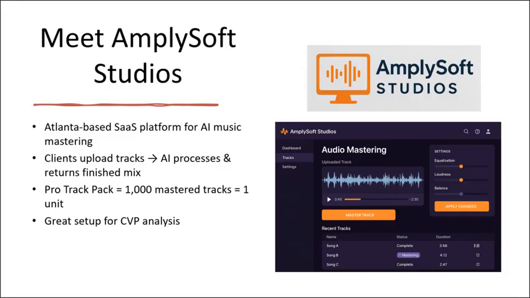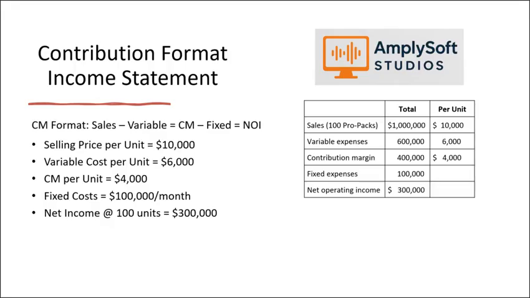We'll meet Amplisoft Studios. They offer a subscription-based software platform that lets artists and small studios upload raw audio and get it back fully mastered using AI. No sound engineer required. For bigger clients, they sell bulk plans. One of their most popular, a Pro Pack, includes mastering for 1,000 tracks per month. Well, that's our unit for today's vodcast: one Pro Pack for Amplisoft Studio. Let's look at the economics behind this.